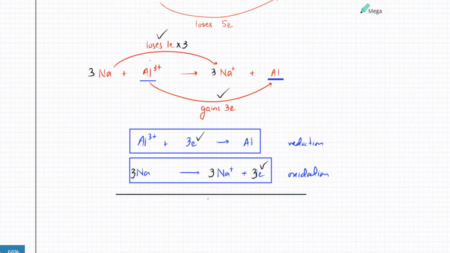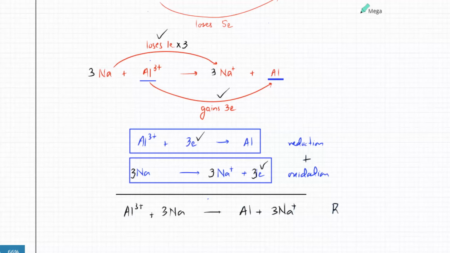And then you can sort of add them up. You add up the reactants. What are your reactants? Your reactants are Al3 plus and Na. Add the left-hand side and add up the right side as well, the product side. You got Al and 3Na plus. So you can just add up the reduction and oxidation equations and you'll get your redox reaction.